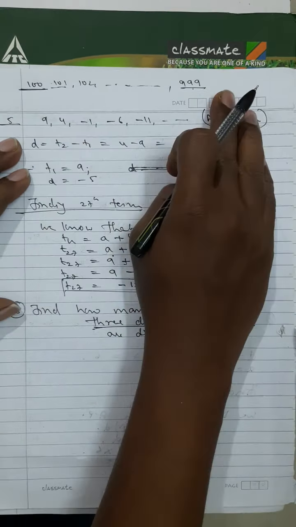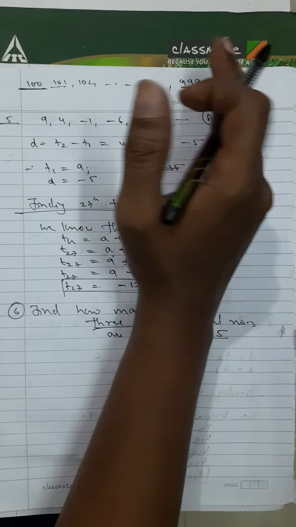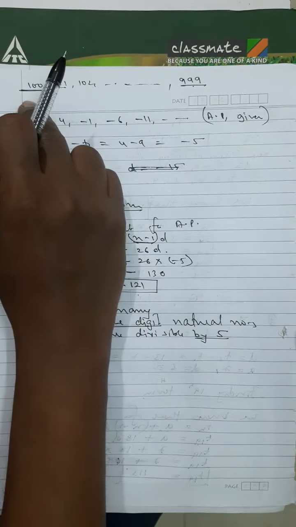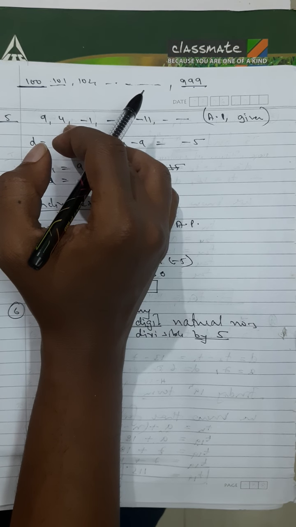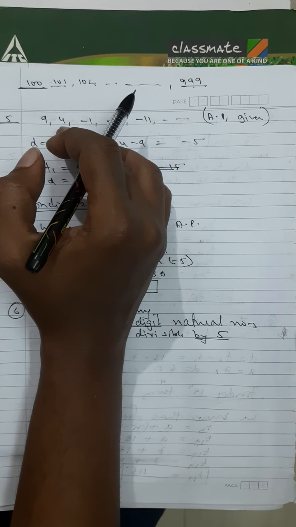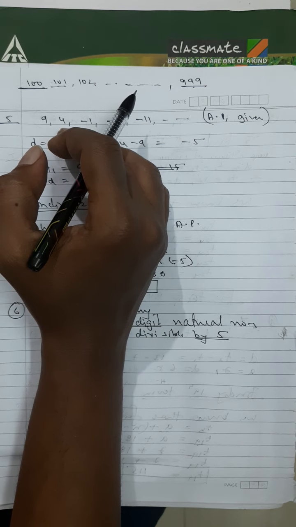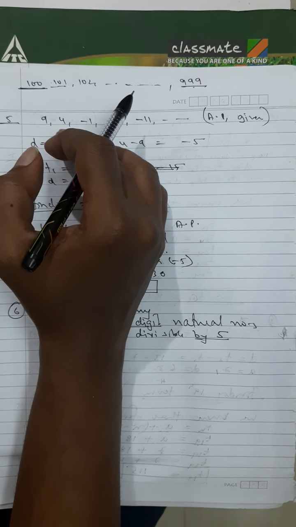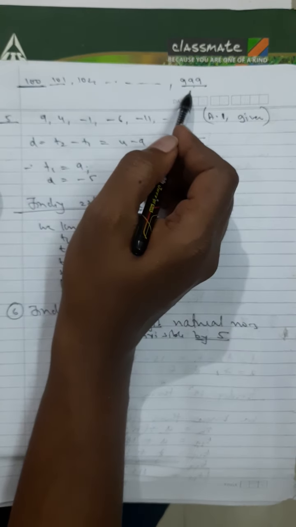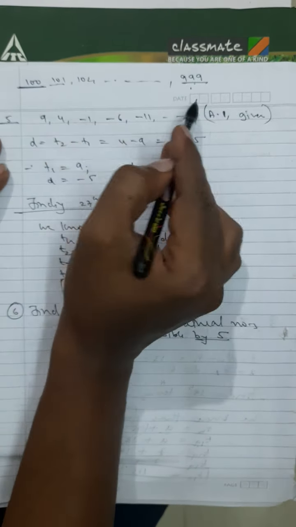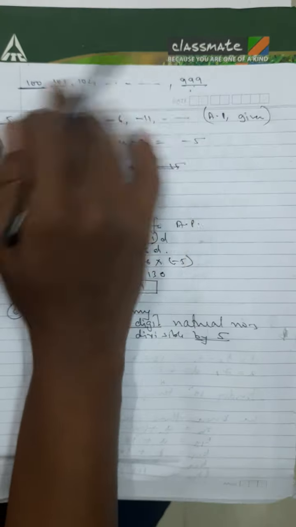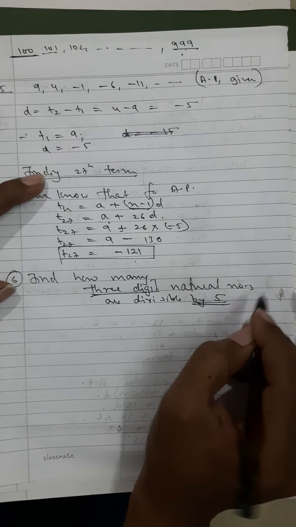You should understand that this is your range. If they have asked you 3-digit natural numbers, then this is going to be it. If it would have been 2-digit natural numbers, it will start from 10. 10 is the first 2-digit natural number and it will go to 99. Are you getting? First you have to understand your range. Your complete range is this one. These are your 3-digit natural numbers between them. But then you have to select those which are divisible by 5.